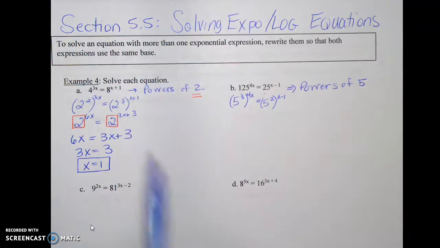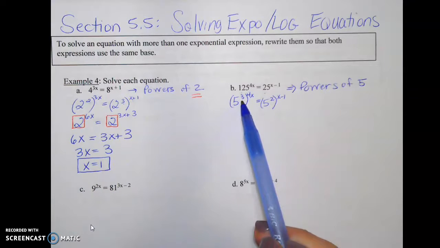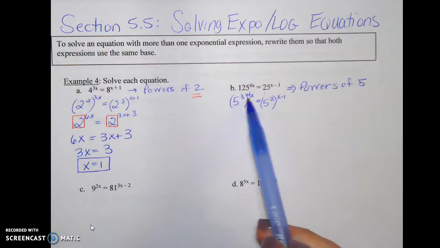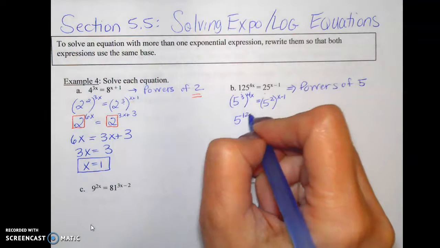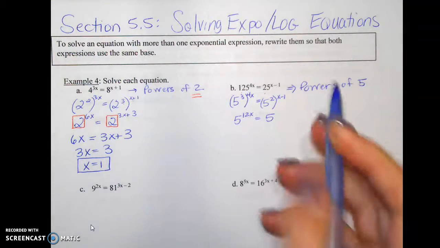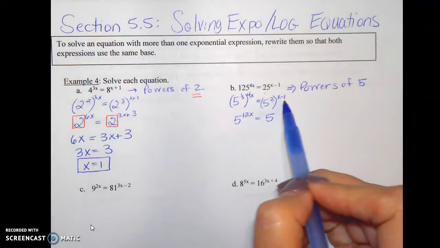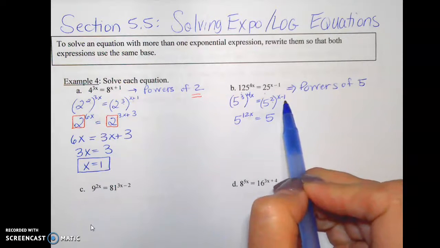And then again, same thing as we did over here. We're going to use our exponent rule. So we have power to a power. We're going to multiply those. So we have 3 times 4x, which is 12x. And then here we have 2 times x minus 1. So remember to use your distributive property here.